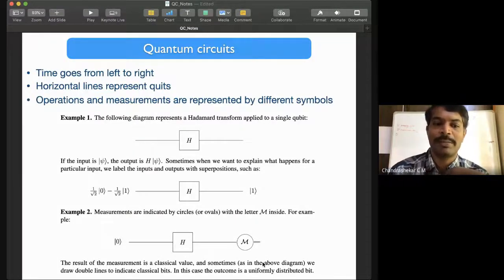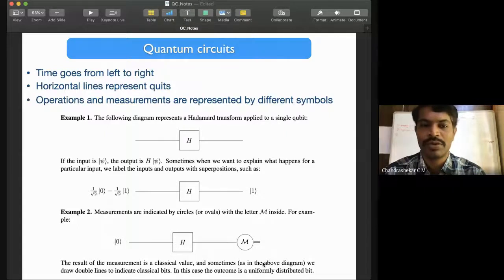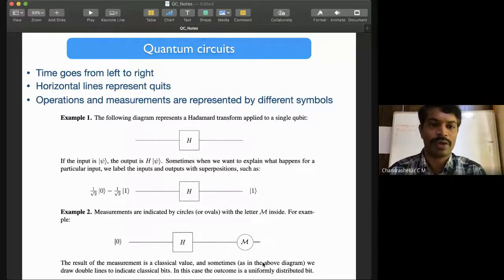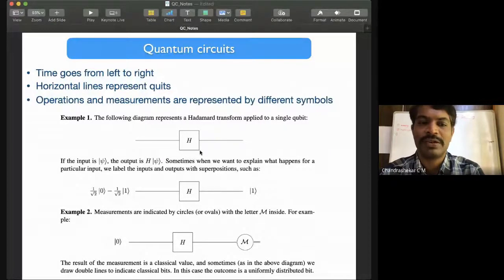There are some examples here. I'm going to look at a few very useful examples, and we'll see how far we can get into it. So this is just a Hadamard transformation applied on a single qubit. It can be any input state. If the input state is psi, the output state would be the operation on that psi. So it works both ways.